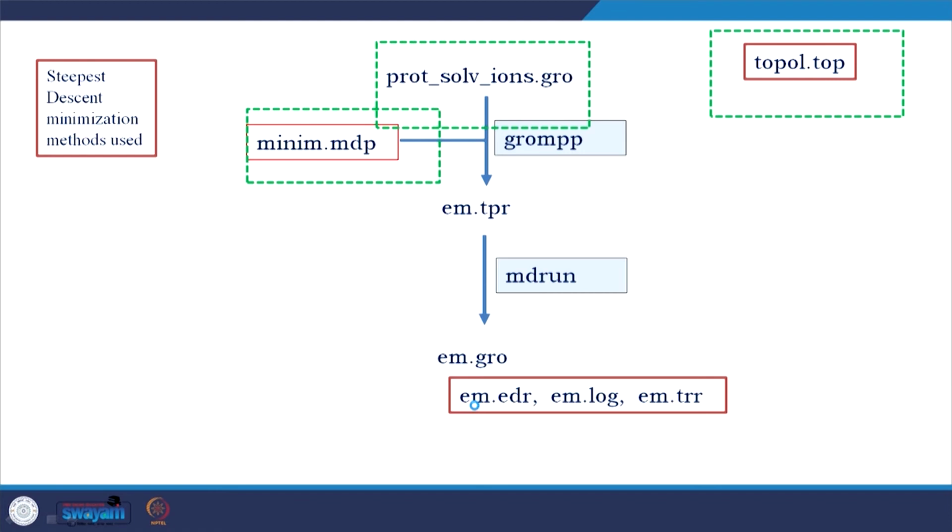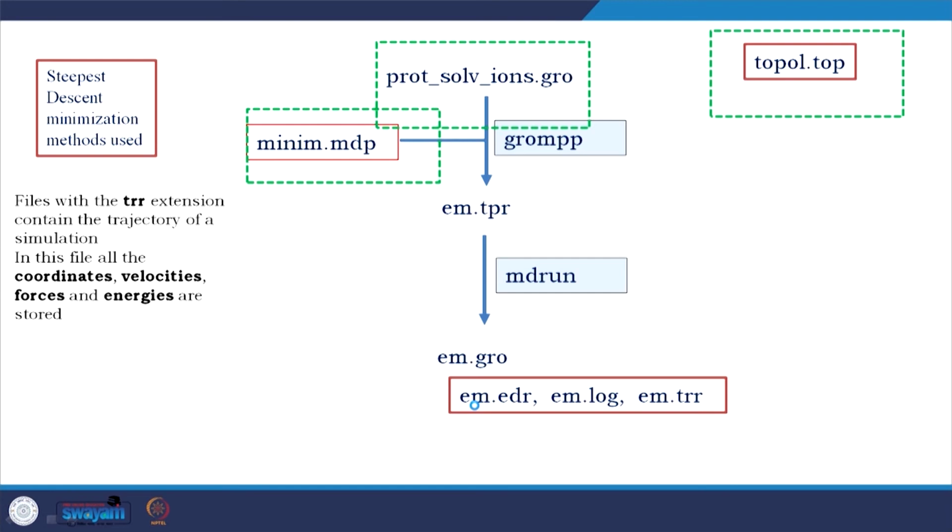Let us take a look. Files with the TRR extension contain the trajectory of a simulation. So, TRR files are giving you the trajectory. Remember, I told you when you have any sample, you put it on the force field and you apply force, it would go up, up, up and then come down.